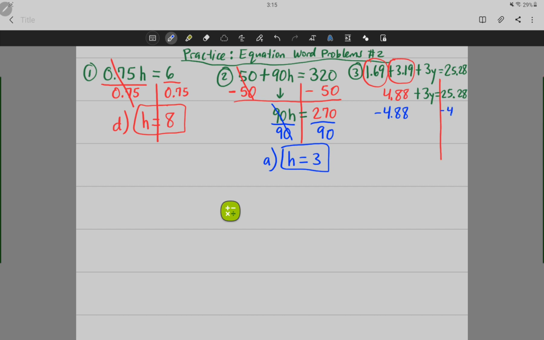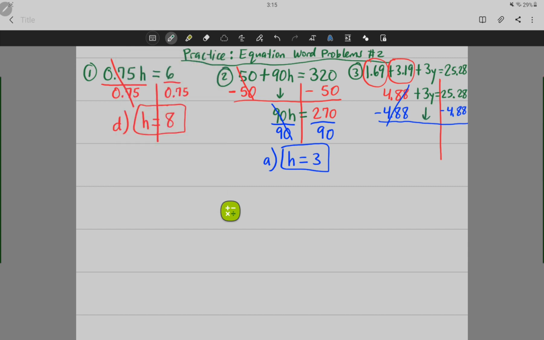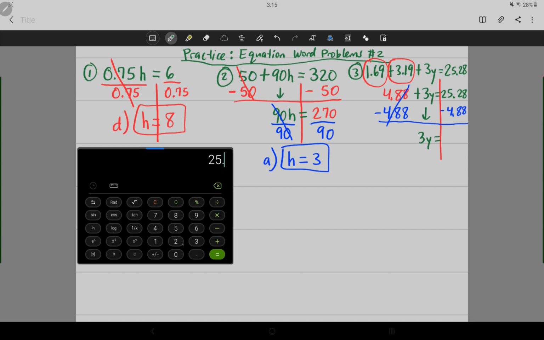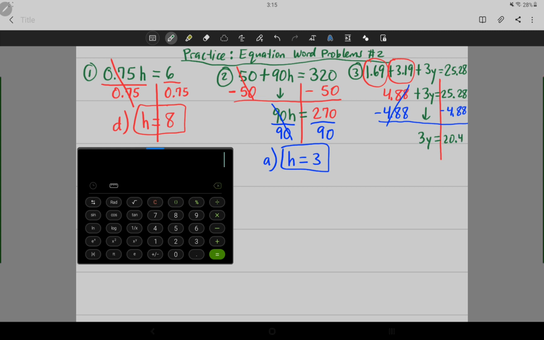And whatever you do to one side, you do the same exact thing to both sides. So 4.88 minus itself is 0. We could just cancel that. I had to bring down our 3y that we haven't used yet, and our equal sign. And 25.28 minus 4.88 gives us 20.4, which is actually $20.40. And now we want to divide because we're looking at multiplication.